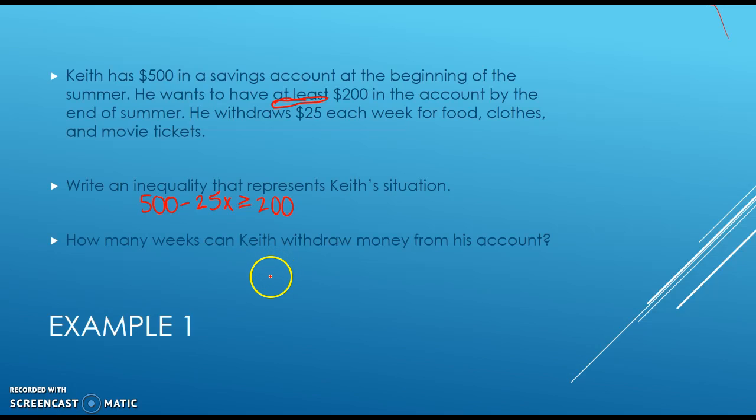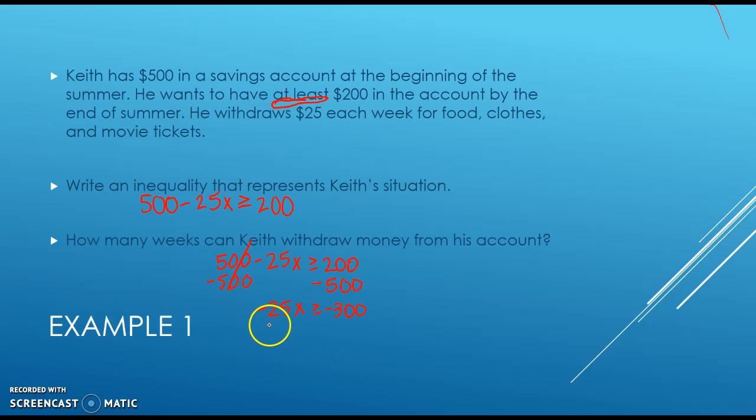Now I want to know how many weeks Keith can withdraw money from his account. So I want to figure out what x works in this inequality. All right, so I'm going to rewrite it down here. So I've got 500 minus 25x is greater than or equal to 200. Solve for x. First thing I've got to get rid of is 500. So I'm going to subtract 500 from both sides. So I've got negative 25x is greater than or equal to negative 300.